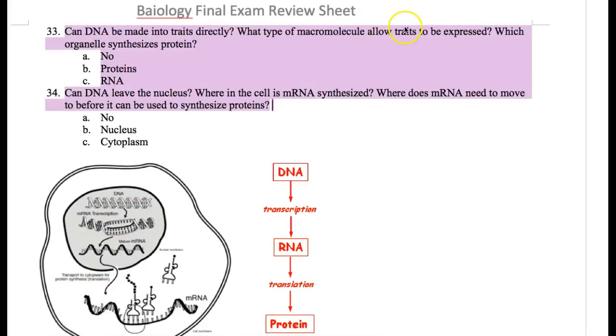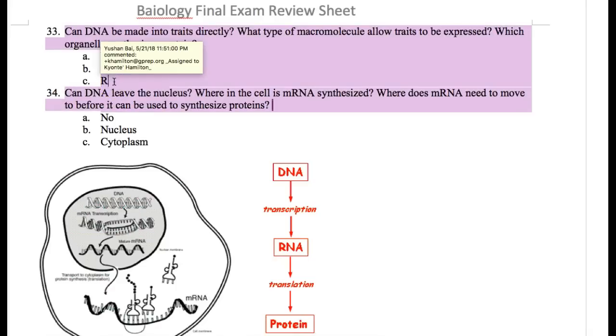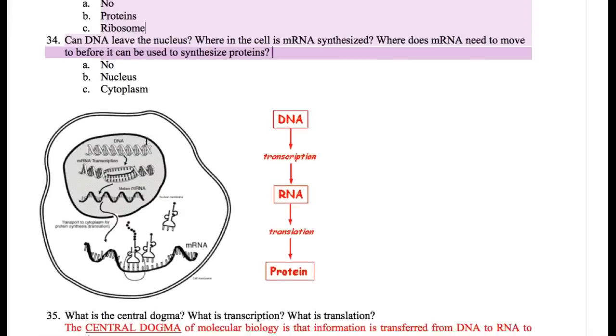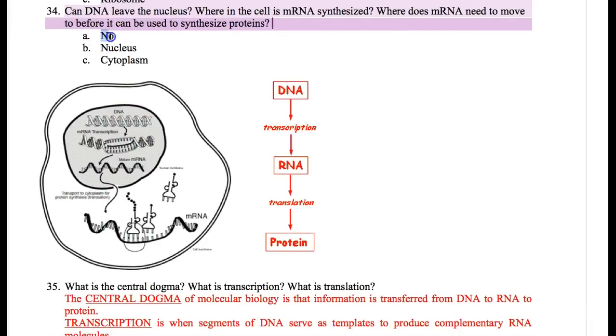What type of macromolecule allows traits to be expressed? Like I said, proteins. Which organelle synthesizes protein? It would be the ribosome. So there's an organelle called the ribosome that makes proteins, right? Can DNA leave the nucleus? No, that is why we have RNA, specifically mRNA, messenger RNA, to turn the DNA into protein, because the DNA cannot come out of the nucleus.